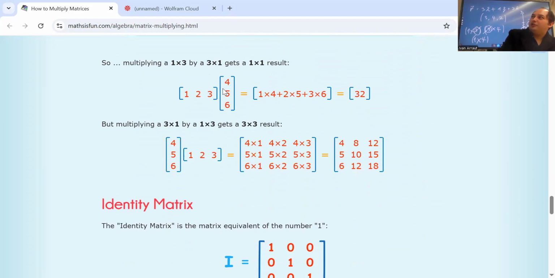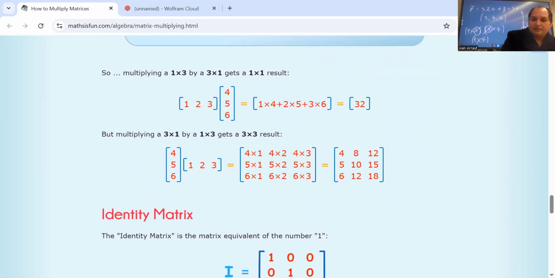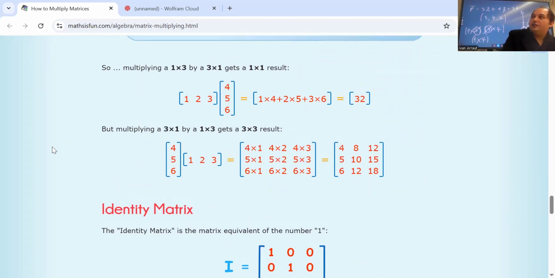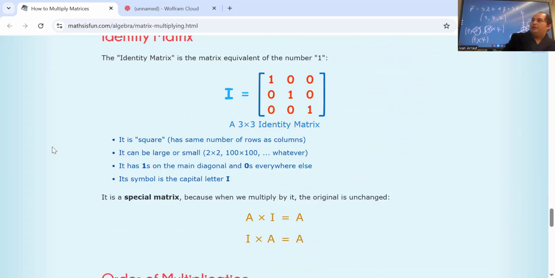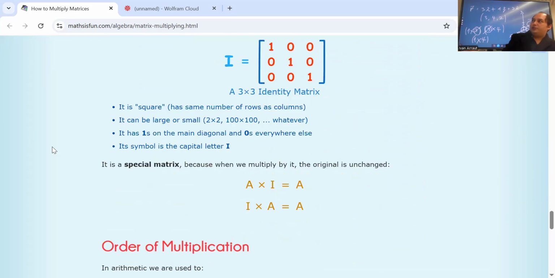You can multiply 2 vectors in this way. The multiplication of 2 vectors gives you a number, actually. This is just the standard multiplication of 2 vectors. The identity matrix is what I was telling you before.